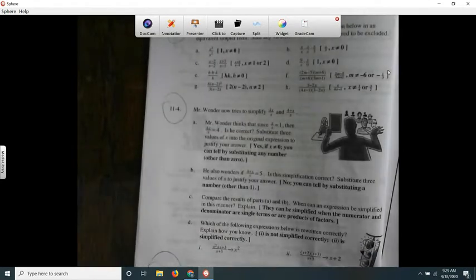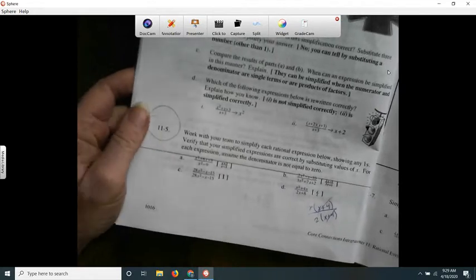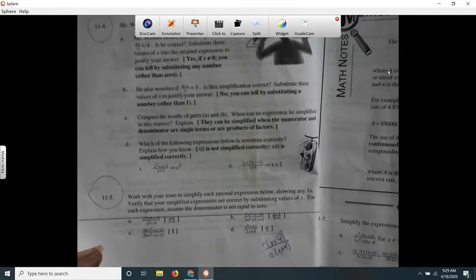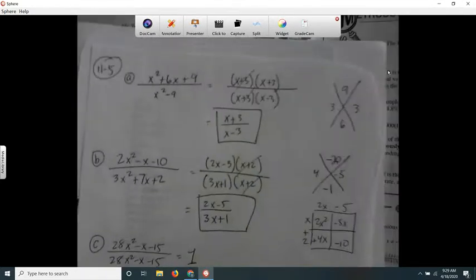So in 11-5, it says, work with your team to simplify each rational expression below, showing any ones, so the giant ones. Verify that your simplified expressions are correct by substituting values of x. For each expression, assume the denominator is not equal to 0. I don't think I'm going to keep substituting values of x anymore because my video will be too long if I keep doing that.